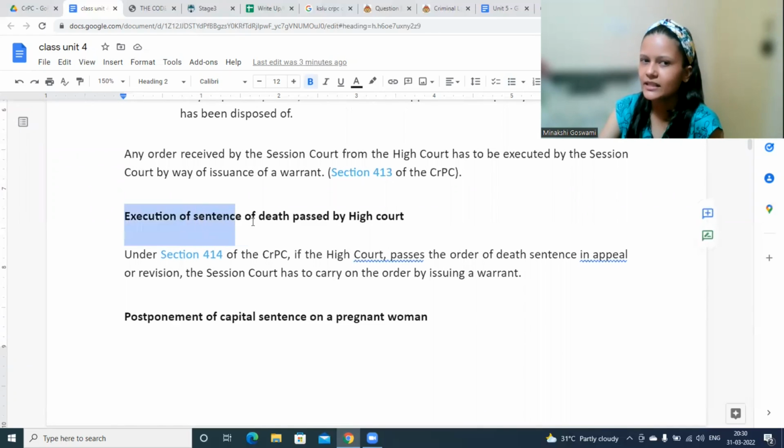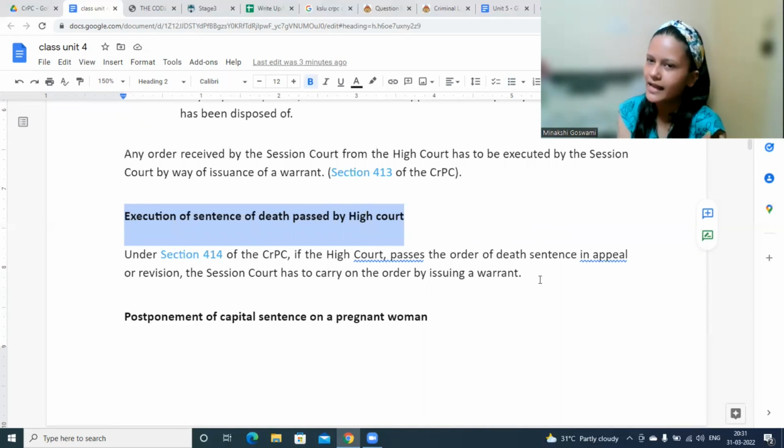Okay, next is execution of sentence of death passed by High Court. If High Court has passed death penalty, in appeal, revision, Sessions Court can carry out the order. If High Court has said that no, life imprisonment is not enough, death penalty should be given, in such a case, High Court can ask for its execution as well. High Court is having the power.